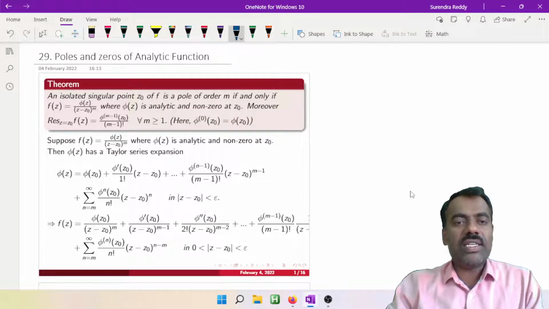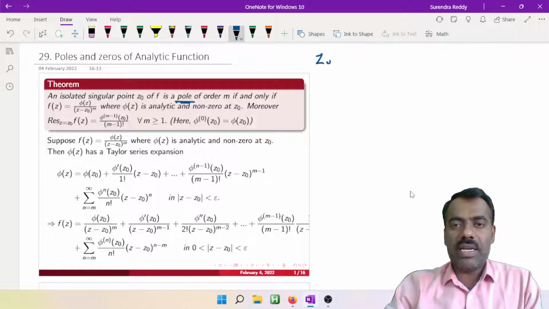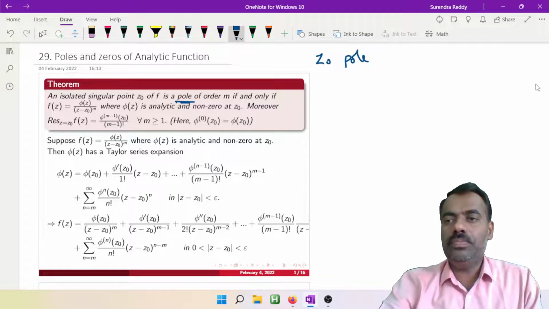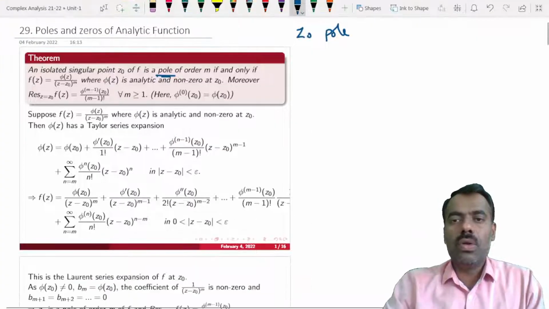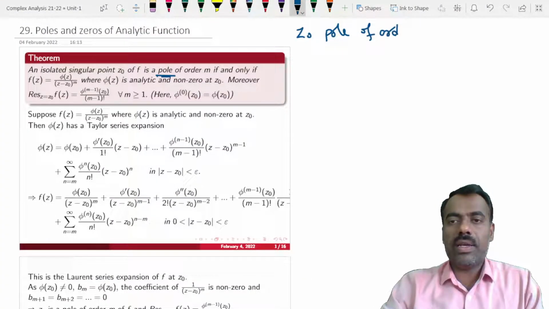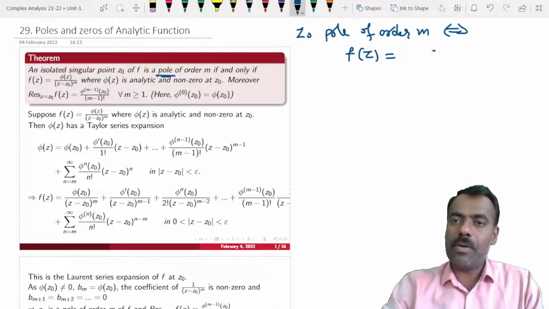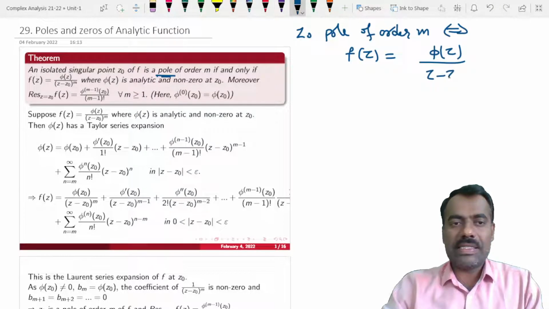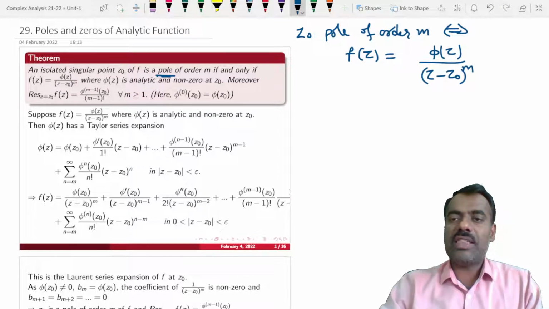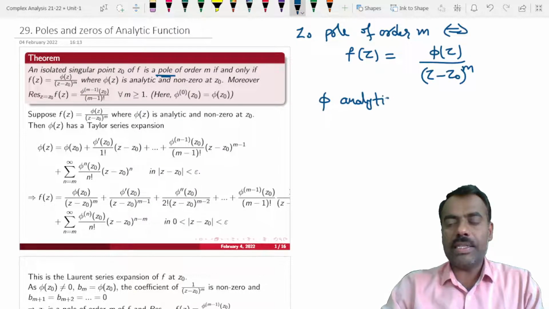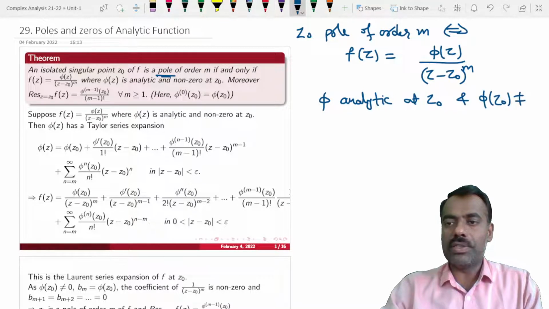So we say that an isolated singularity z naught is a pole of order m if and only if f of z can be written in the form phi of z upon (z minus z naught) whole power m, where phi is analytic at z naught, and phi of z naught is non-zero.